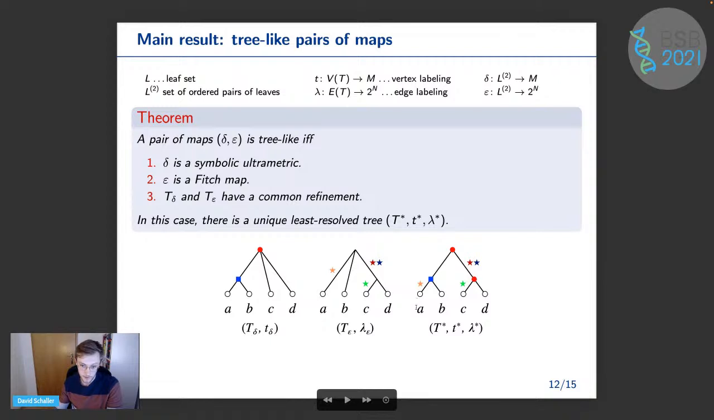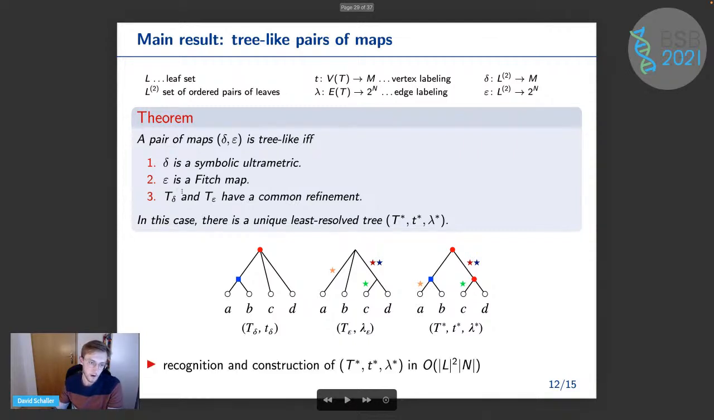And it turns out that this is actually the minimal common refinement of these two trees. And it turns out that for the minimal common refinement, we always find a vertex labeling T star and an edge labeling lambda star, such that this triple here explains both maps. So this means that there is always, for tree-like pairs of maps, a unique least resolved tree.